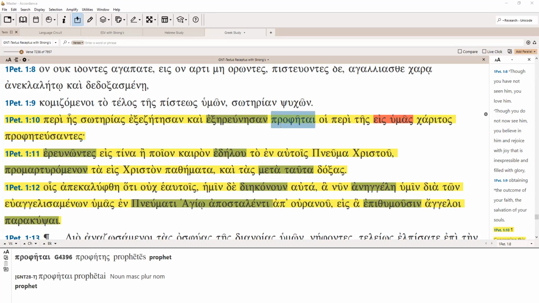Hello everyone, today we are going to look at 1 Peter chapter 1 verses 10 to 12. So first I'll go ahead and read the Greek and we can get started.